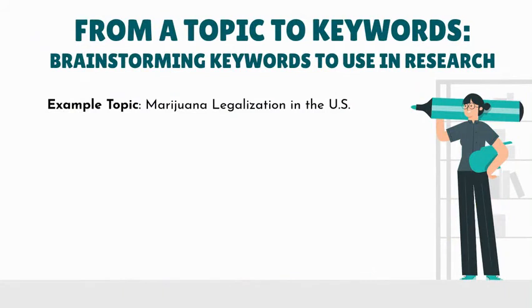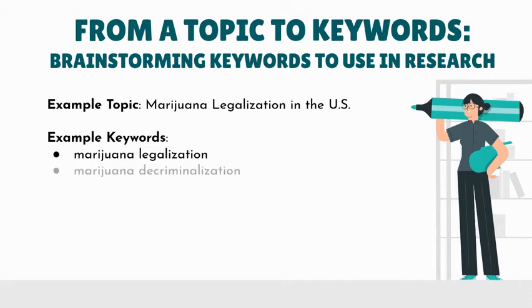So, given my example of marijuana legalization in the US as a topic, some example keywords: the first thing I thought of was marijuana legalization. It's just the name of my topic. That's the first thing I would probably type into a database to try to find articles related to my topic. And then I thought back to that Wikipedia article that I found, and I noticed that they used the word decriminalization. So I wrote down marijuana decriminalization. But then I kind of had writer's block and I couldn't think of additional keywords that I could use to find articles about my topic.